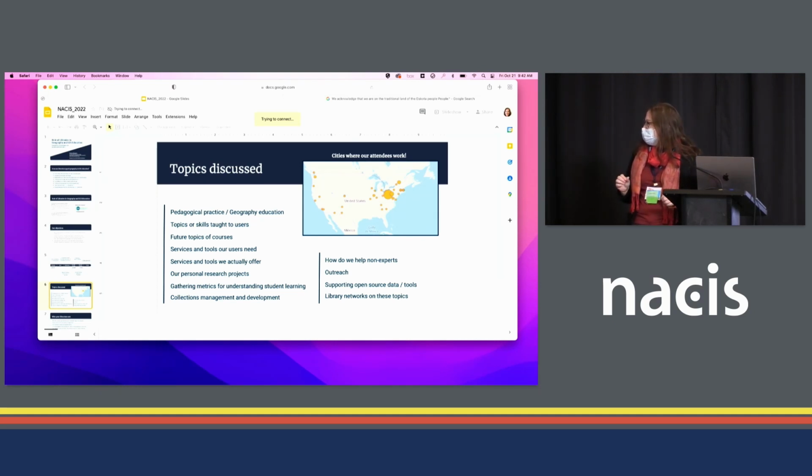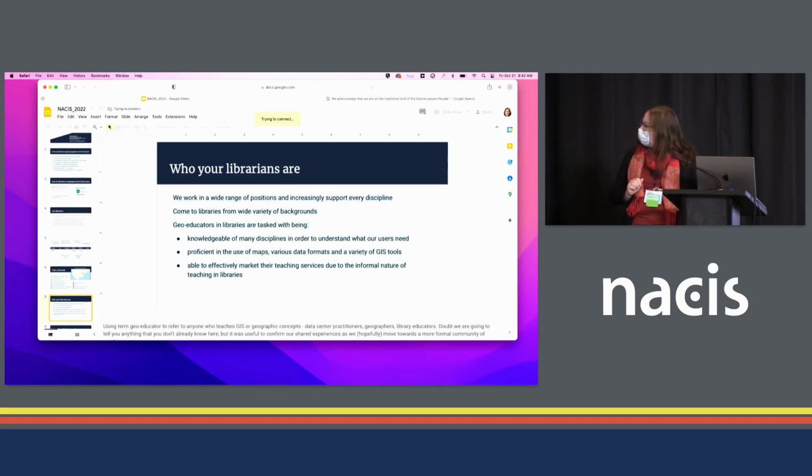We also work to make sure that we're building out different resources in pedagogy. I think I'm going to talk more about that, coming up in the presentation.